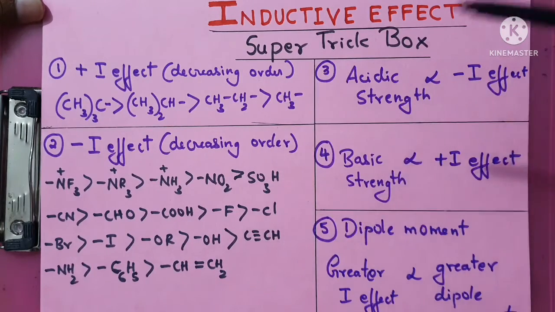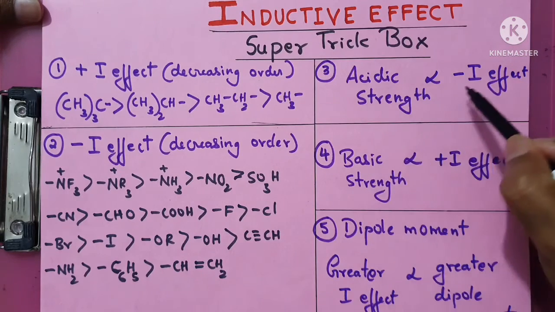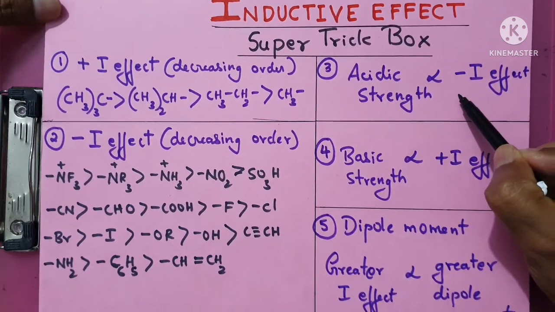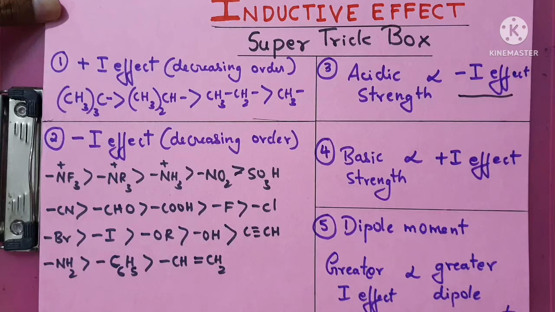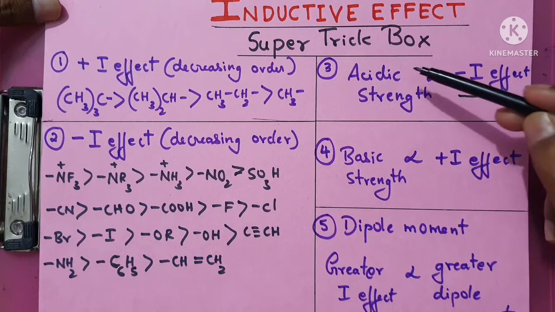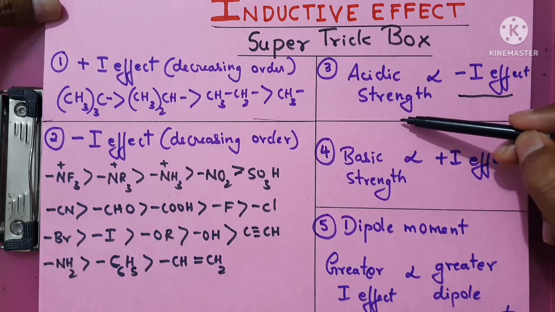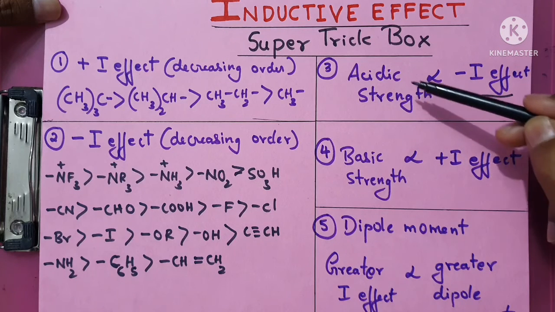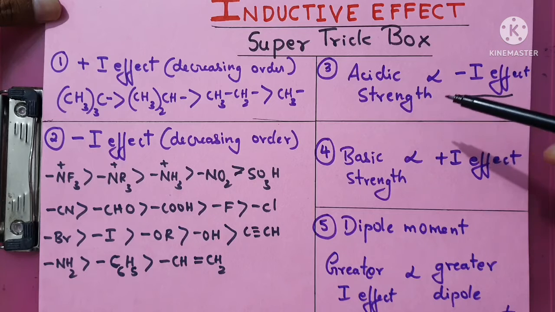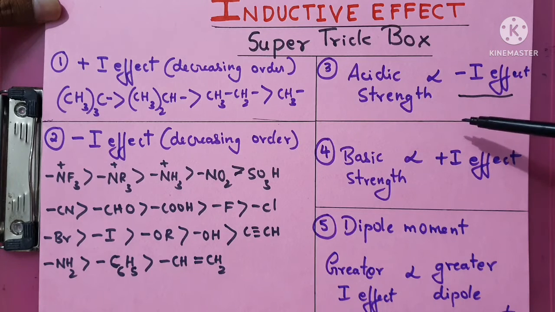Then the third possible question, a very important one, is the acidic strength. The acidic strength is directly proportional to the -I effect. The more the acidic strength, the more the -I effect. As the -I effect increases, the acidic strength also increases. Always remember, the acidic strength is inversely proportional to the +I effect. So let us not go for that.